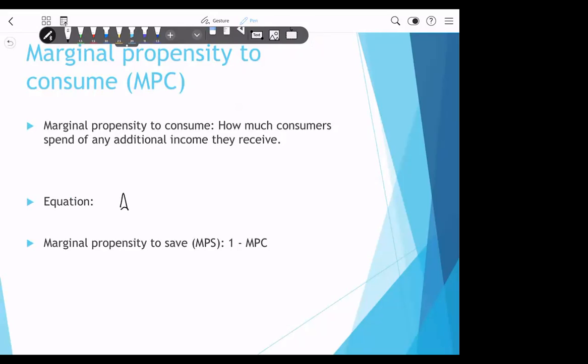So it's really just the change in spending, or sorry, over the change in income. Okay? Spending or consumption.